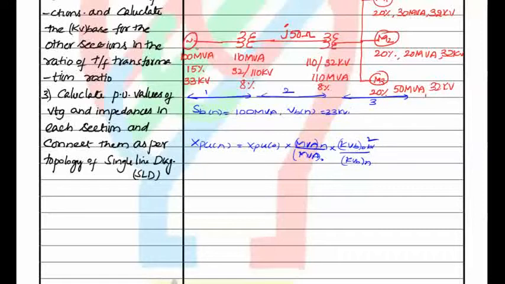So I will take the first case. This is the entire network, the first network. So X per unit new value is equal to X per unit old value, 0.15, into MVA new by MVA old, both the same, so 100 by 100, into VB 33 divided by 33 whole square. So we'll get 0.15 per unit only. This is the per unit reactance of our alternator.